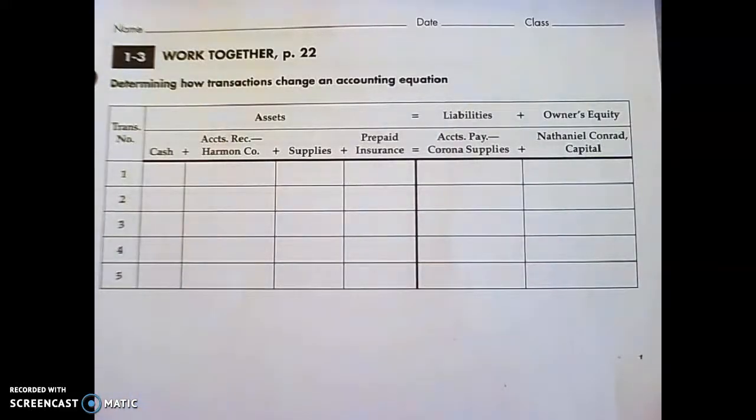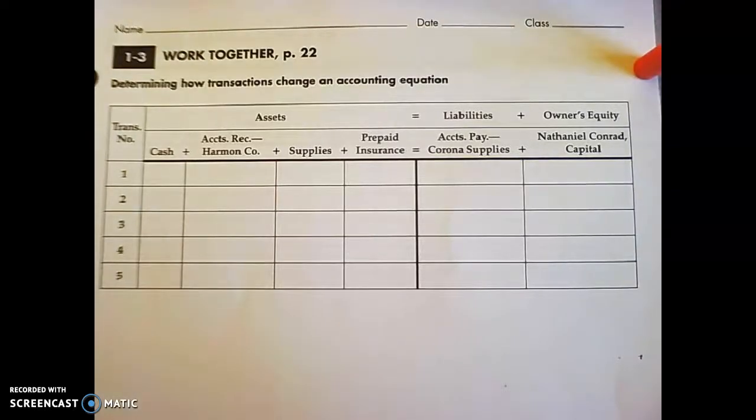This is for lesson 1-3. I'm going to do the work together and the on your own, and then I'll also go over a little bit of this lesson's application problem as well. So this workbook is on page 11, and in the textbook it's on page 22. The instructions are the same. We're just going to be putting in our plus and minus signs.